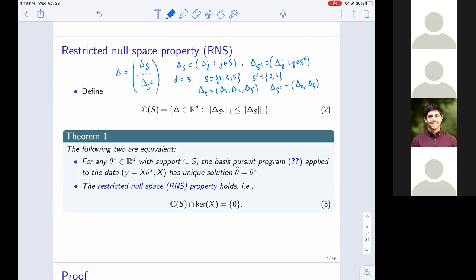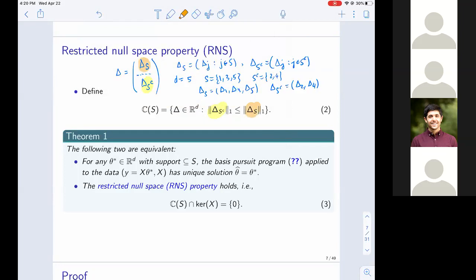Without loss of generality, you can permute the elements so that they form a consecutive block, which is easier to write. So I partition delta into these two pieces, and then I look at the L1 norm of each piece. This is the L1 norm of this piece, and the other is the L1 norm of the other piece.